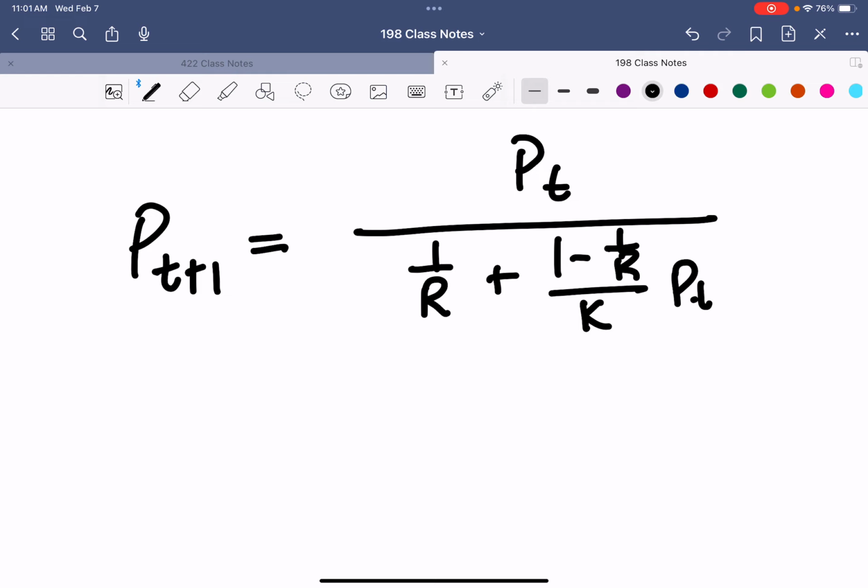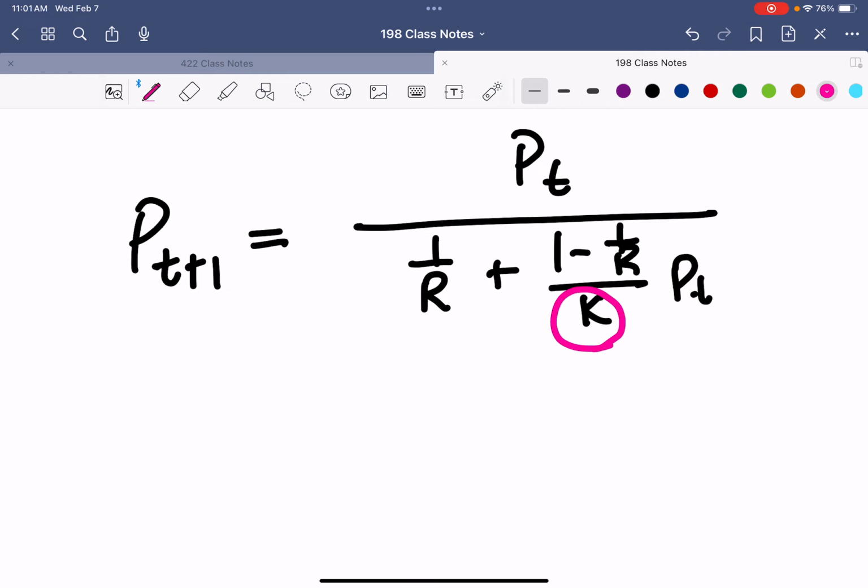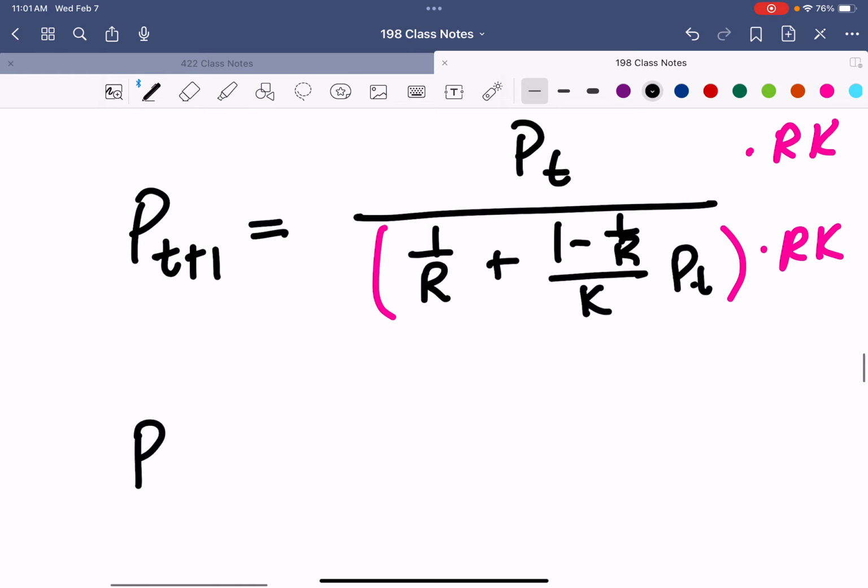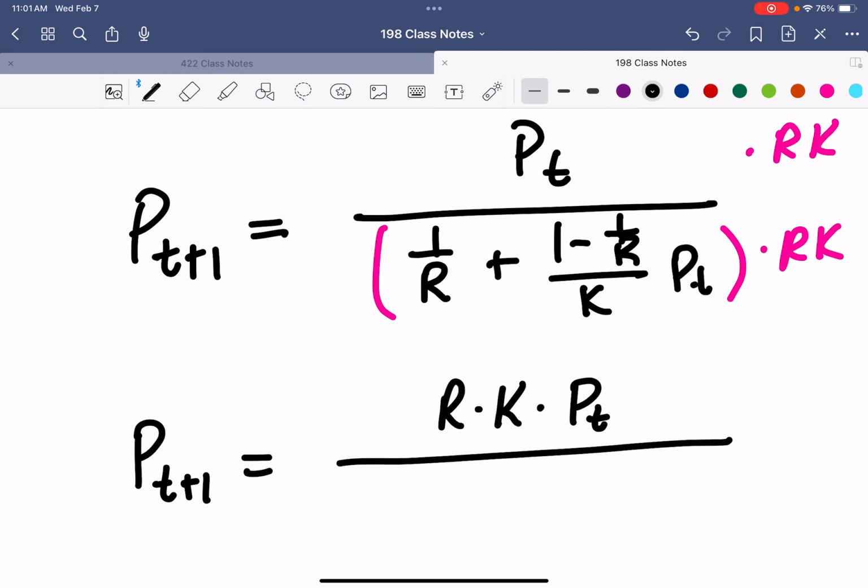So the first thing I want to do is multiply top and bottom by k to get rid of this one and r to get rid of this one. Okay, so let's multiply top by r and k and the bottom by r and k. And that's going to help us to clear some fractions. Okay, so what does that do for us? We get p_{t+1} equals. Now I have r times k times p_t in my numerator.